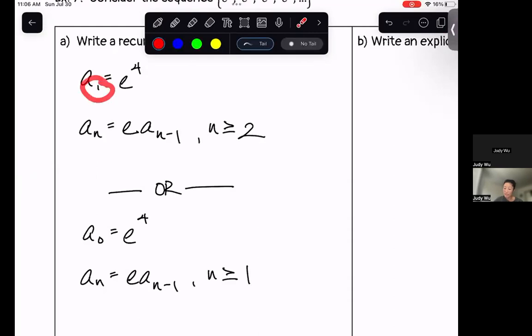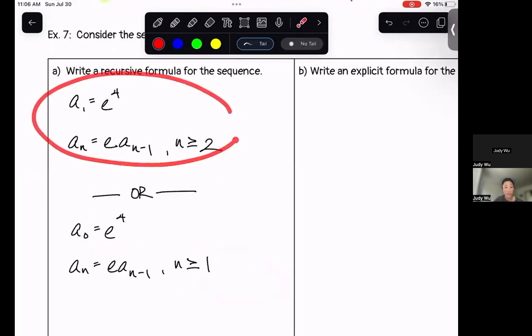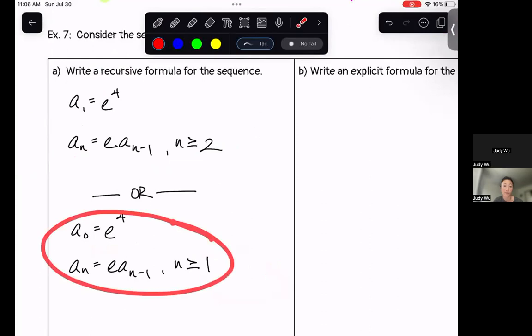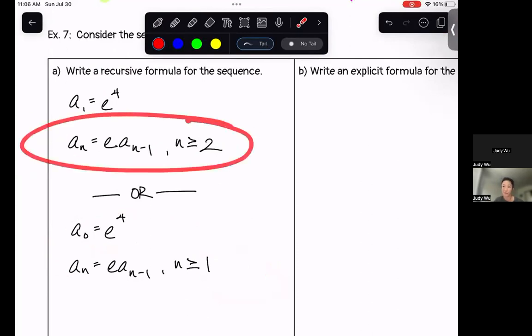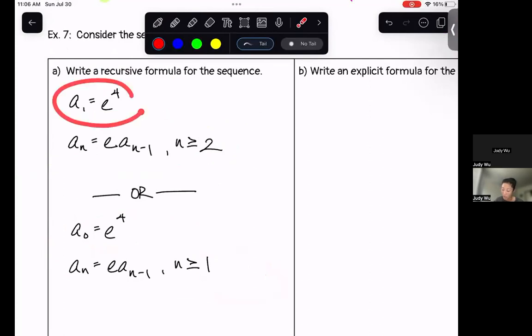Okay, so if you want a sub 1 here, you need n is greater than or equal to 2. But if you have a sub 0, then you just need n is greater than or equal to 1. Okay, so either one of those is fine. However, you do need to have both parts here or both parts here in order to have the full formula. Meaning if you only give me this part, not enough information. If you only give me this part, still not enough information. I need to know where we're starting and how we're moving through the pattern.